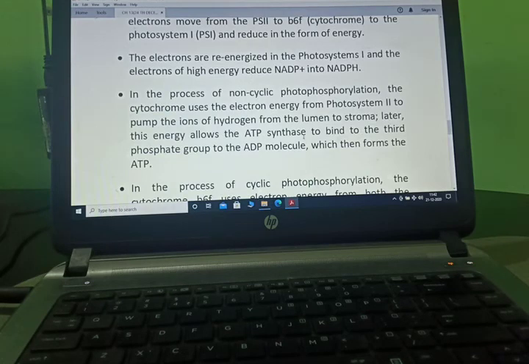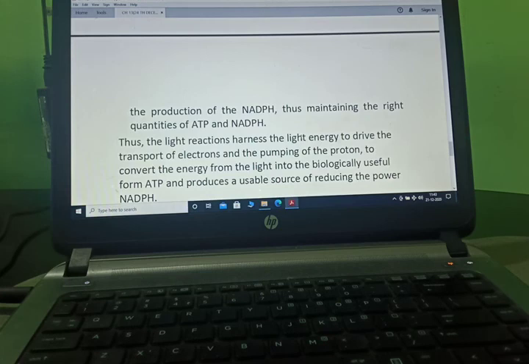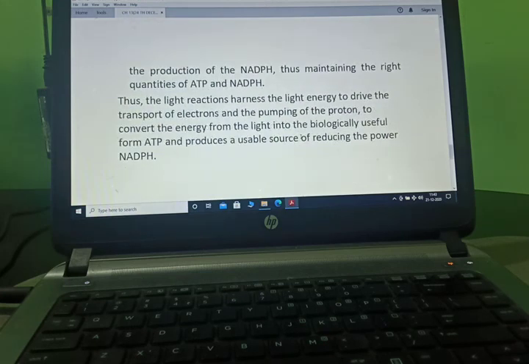In the process of non-cyclic photophosphorylation, the cytochrome uses the electron energy from the photosystem to pump the ions of hydrogen from the stroma into the lumen. In the process of cyclic photophosphorylation, the cytochrome B6F uses electron energy from both photosystem 1 and 2 to create a number of ATP and stops the production of NADPH.